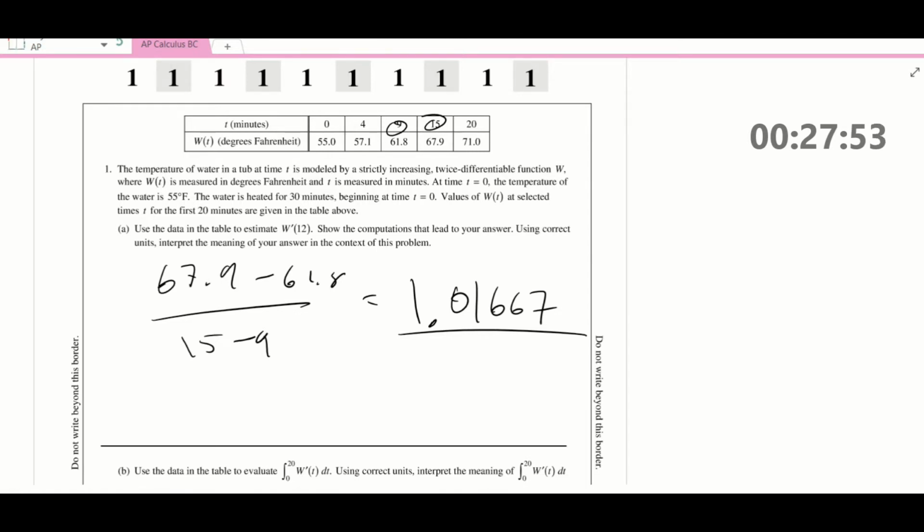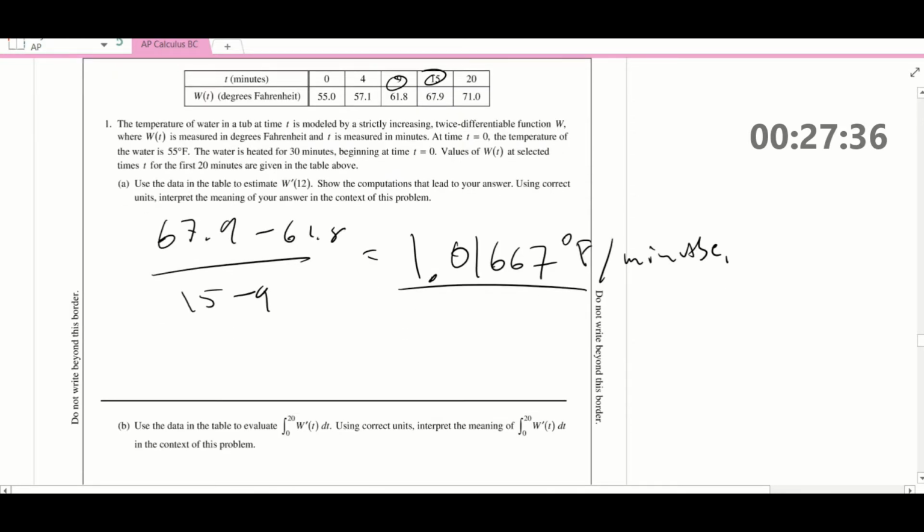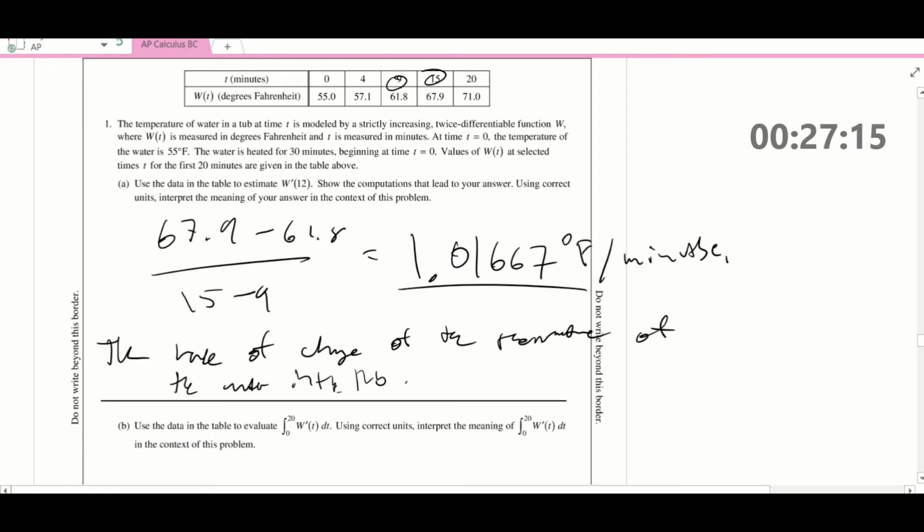So, using correct units, interpret the meaning of your answer in the context of the problem. Well, the units are degrees Fahrenheit per minute. And what this means is it's the rate of change, excuse my bad handwriting, the rate of change of the temperature of the water in the tub at time t equals 12.